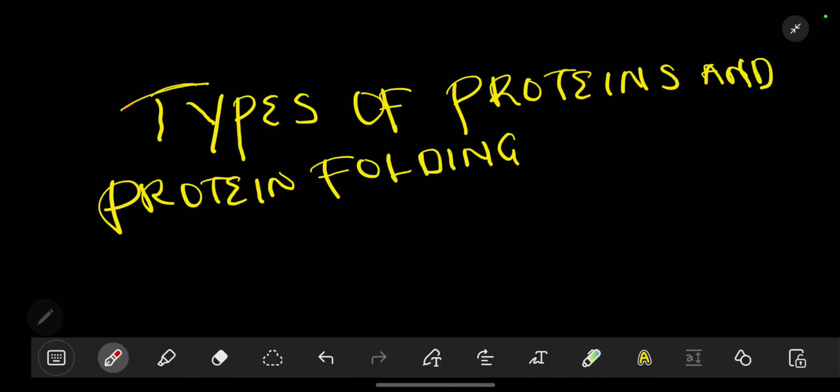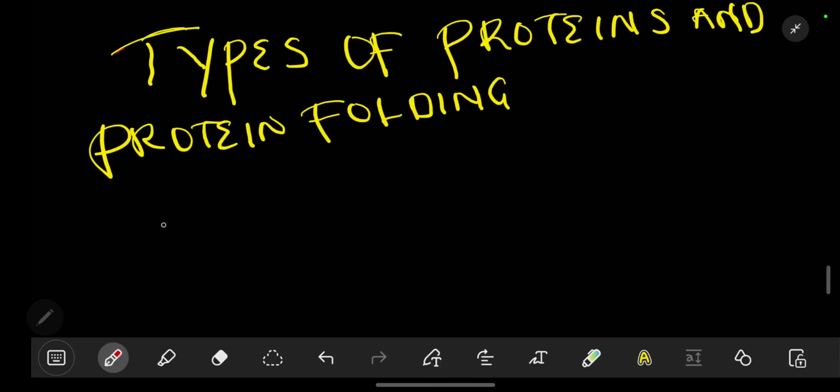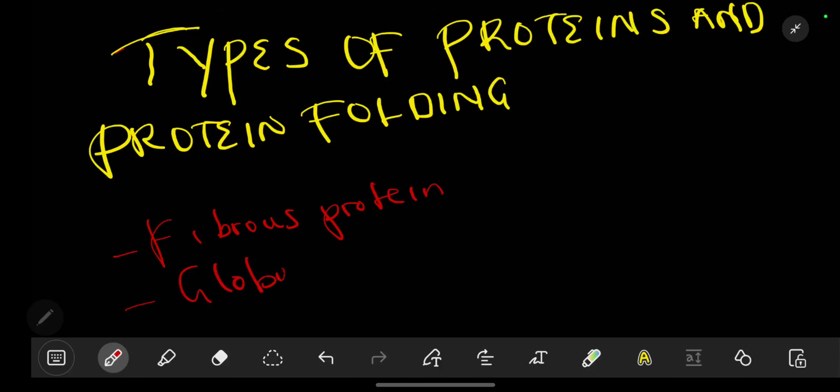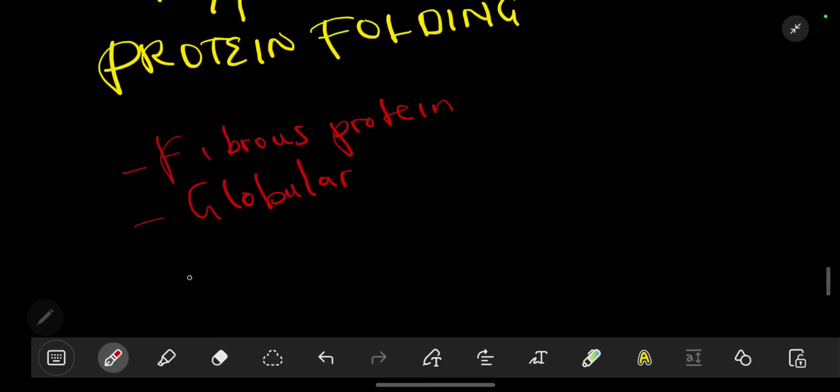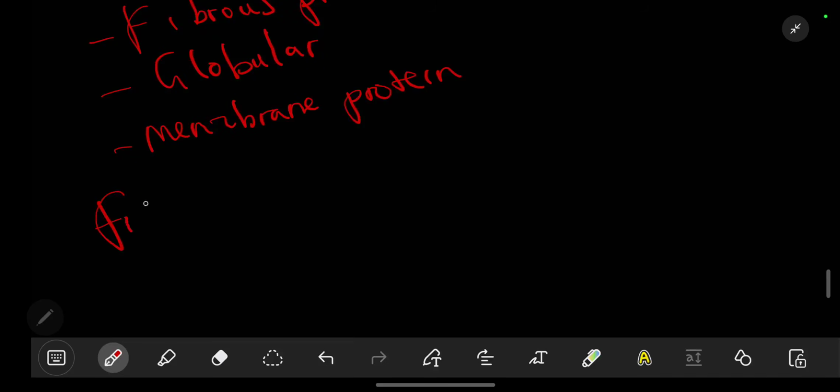So we are going to be looking at the types of proteins and protein folding. The types of proteins that we might have are the fibrous proteins. Let's look at three of them. We have the globular protein, and we have the membrane proteins. So let's begin with our fibrous protein.